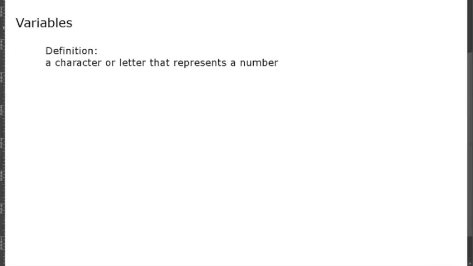In today's video, I'm going to be explaining variables. What is a variable and how to use it? Well, the definition of variable is that it's a character or letter that represents a number.